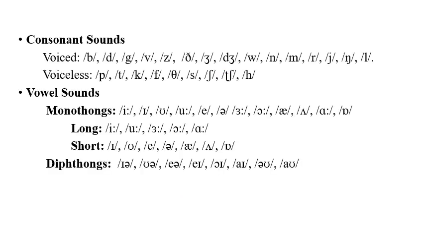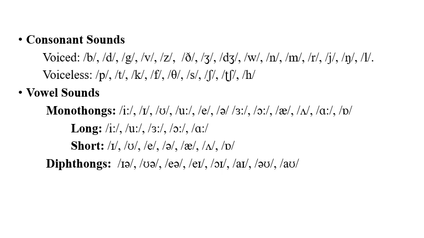The consonant sounds, as described in the last slide, are divided into voiced and voiceless. Now, the voiced sounds are b, d, g, v, z, j, w, n, m, r, y, n, l. These are voiced consonant sounds. Now, the voiceless consonant sounds are p, t, k, f, sh, s. These are the voiceless sounds.